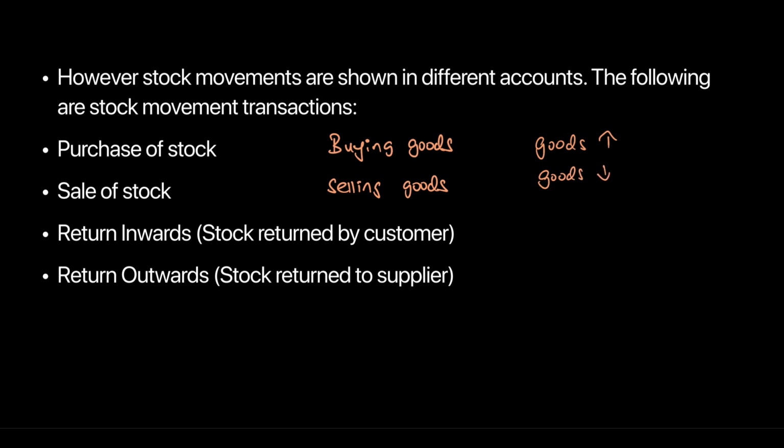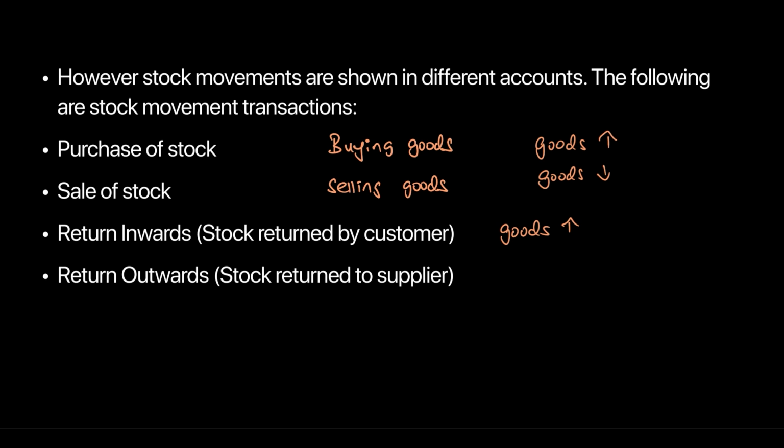We'll also create a separate category for return inwards, which is an instance when the stock has been returned by the customer. So let's say you sold goods, now the customer is returning that stock back. This will be called return inwards. In this case, the goods are coming back to the firm, so I can say the goods asset should increase.